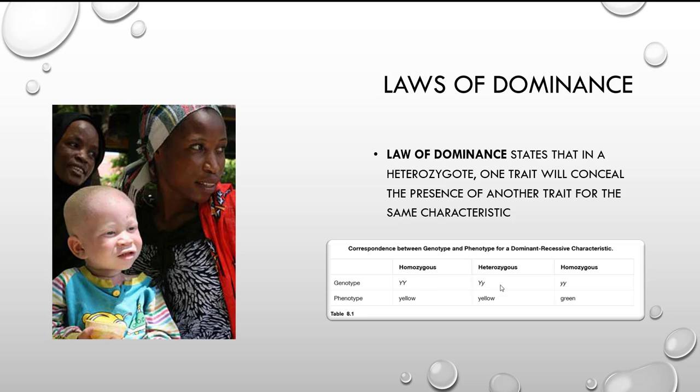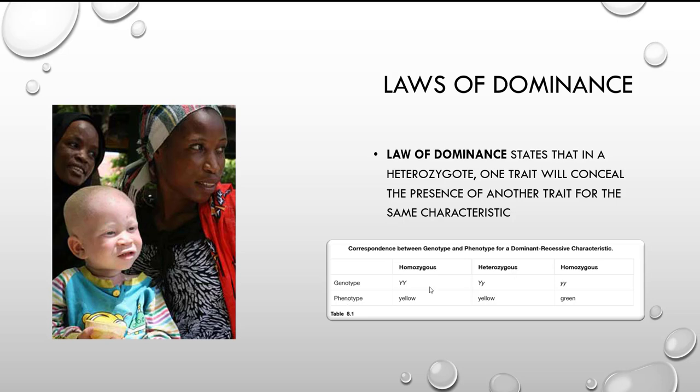So that means if we have a heterozygote, big Y, little y, the big Y, the dominant allele, will mask the effects of the recessive allele. So in this case, whatever the dominant allele is will be the phenotype that's being expressed, okay? The little y will not show up in the phenotype, okay?